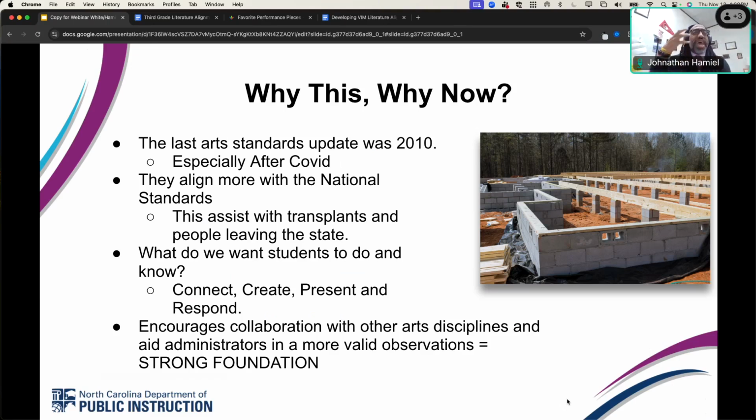Our interests had shifted, and so our standards had to shift as well. Now, another thing is the current standards align with the national standards.